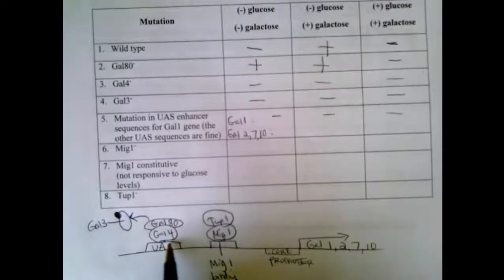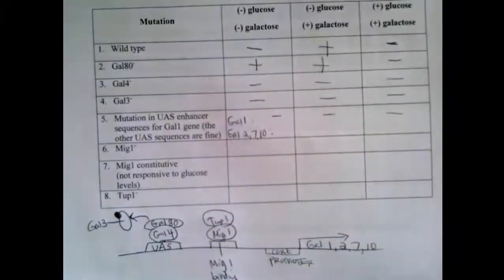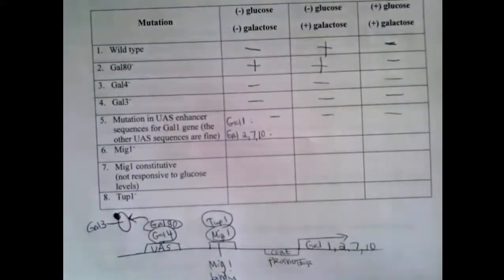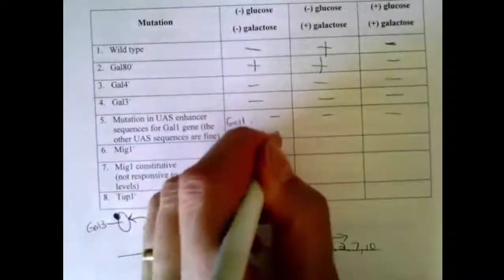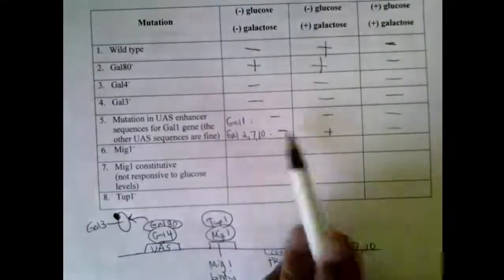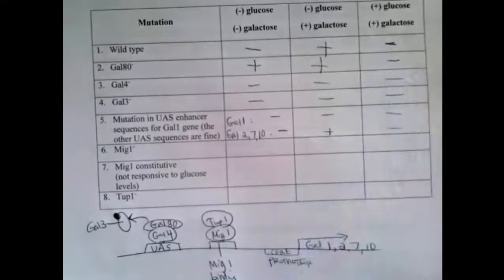But the UAS enhancer sequence is a cis-acting factor, so it is only going to affect the gene that it is right next to. And so in this case, that mutation was in the UAS enhancer sequence next to the GAL1 gene. The GAL2, 7, and 10 genes should be just fine, and they will in fact function just like wild type. There's no problem with how those ones are working. And so this is just like we observed in wild type.